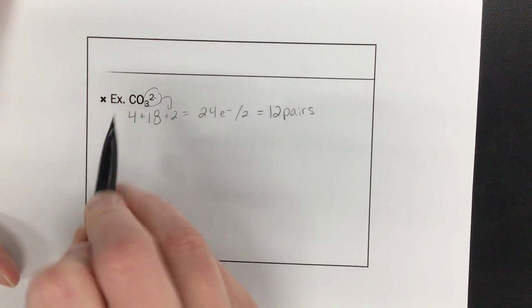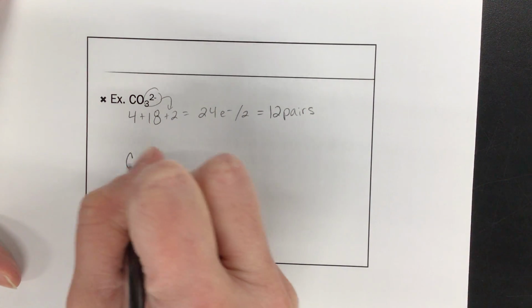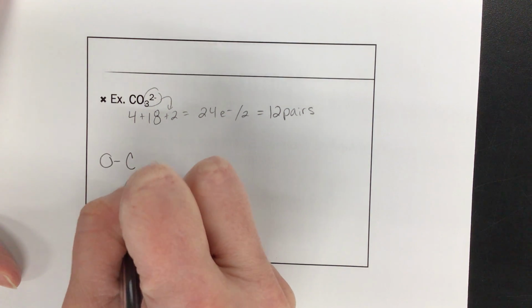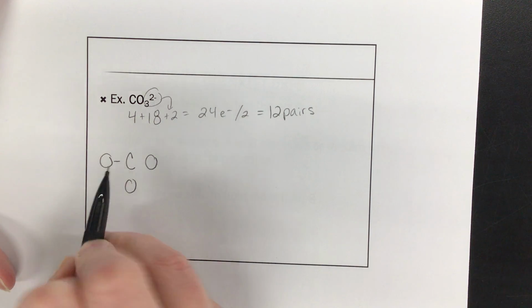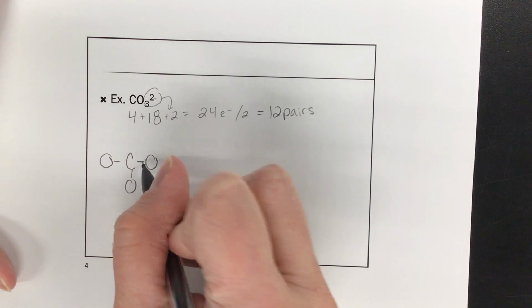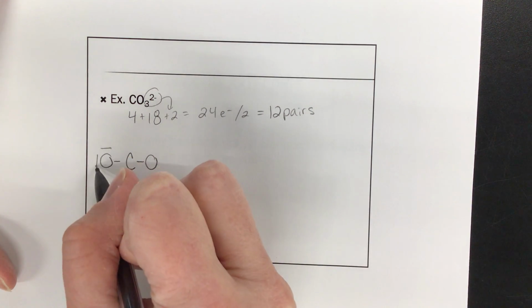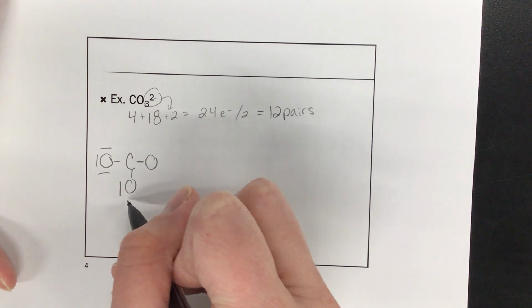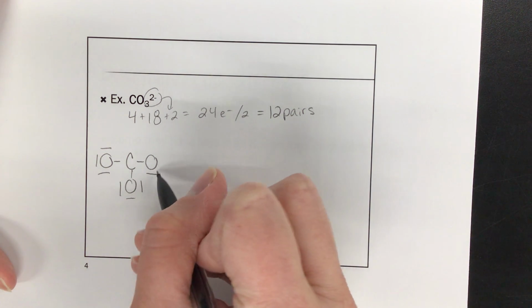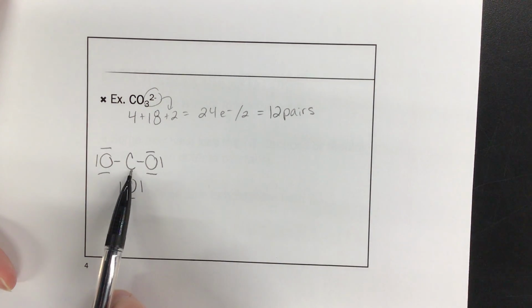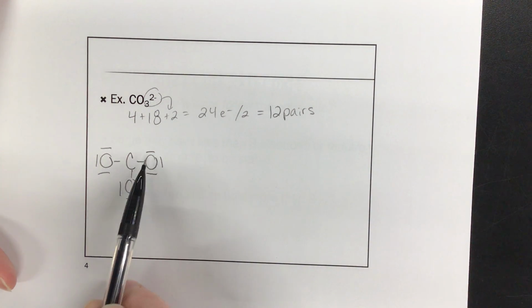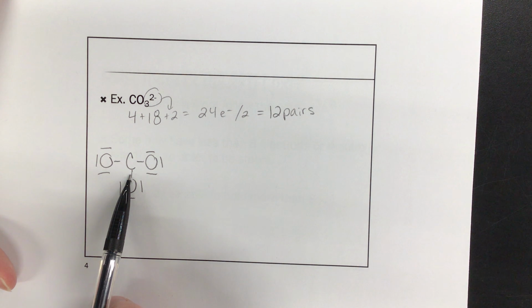So carbon will go in the middle because it's listed first. I'm gonna put my oxygens around there. To put my 12 pairs in, I'm gonna connect them together. So 1, 2, 3, 4, 5, 6, 7, 8, 9, 10, 11, 12. So now that my outsides are okay, I'm gonna go check my inside atom. There are 3 pairs here, I need 4.